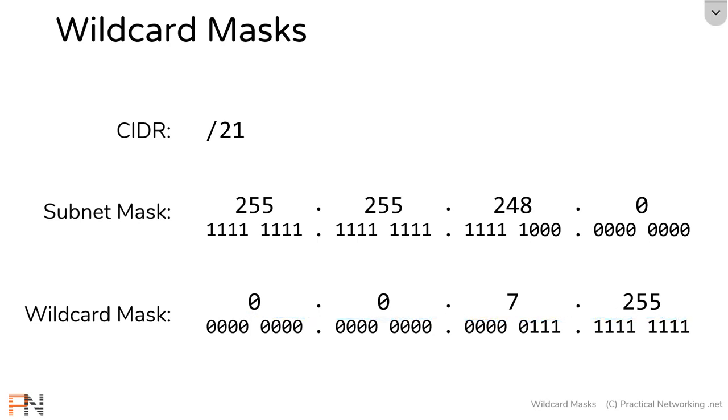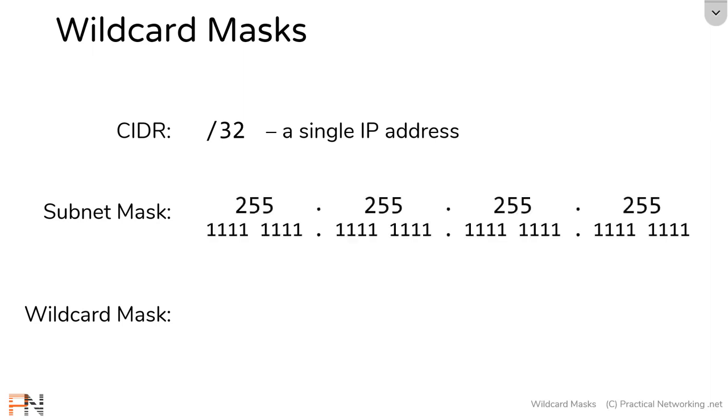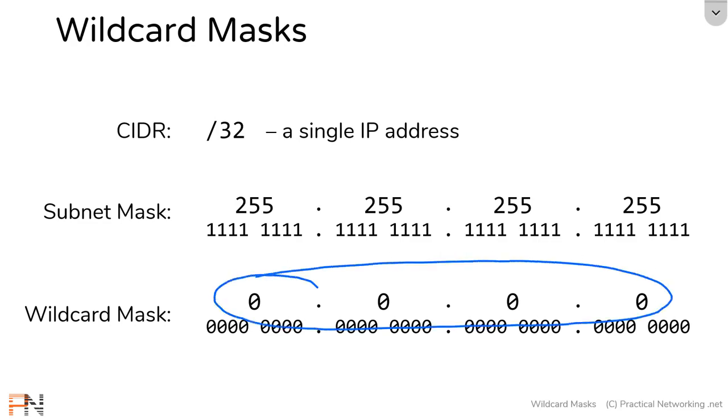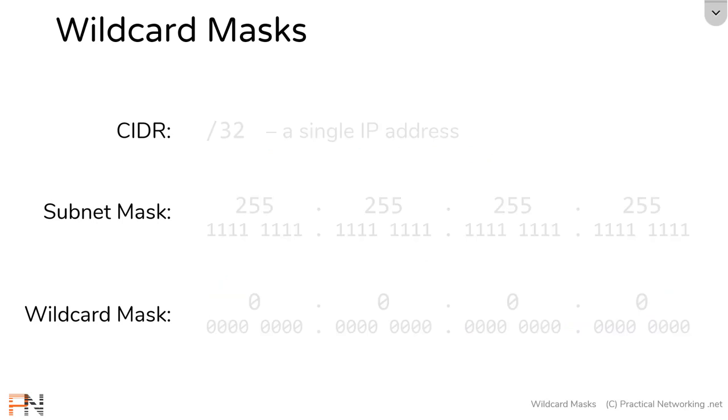Now let's do a couple more, but these two are going to be special. This is a /32. You and I know a /32 as an indication of a single IP address. The correlating subnet mask for a /32 is 255.255.255.255, which would make the correlating wildcard mask for a /32 0.0.0.0. So if you ever see the wildcard mask of all zeros, know that you are referring to a single IP address.